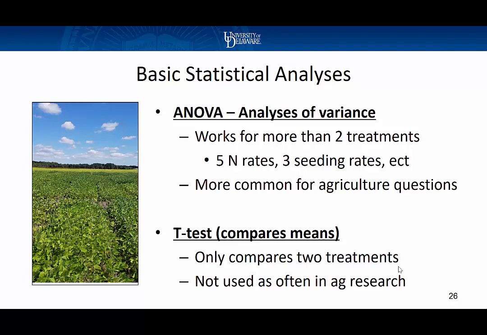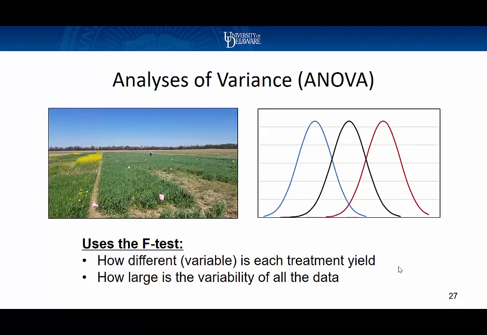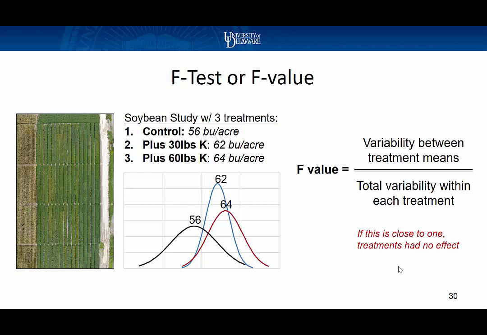The math behind these is very similar. The results and how you look at the data is very similar. But ANOVA is what we use more often in ag, so I'm going to talk about it. So ANOVA means analysis of variance. It uses something called the F-test. And the F-test looks at the variability between the means and across the entire variability within each treatment. So how large is the variability of all the data?